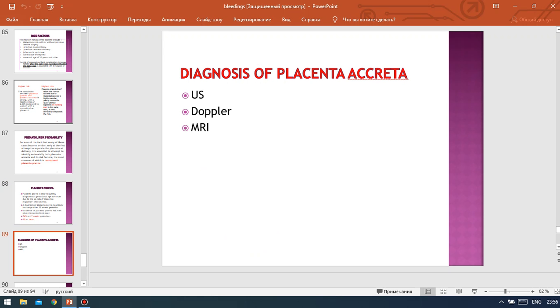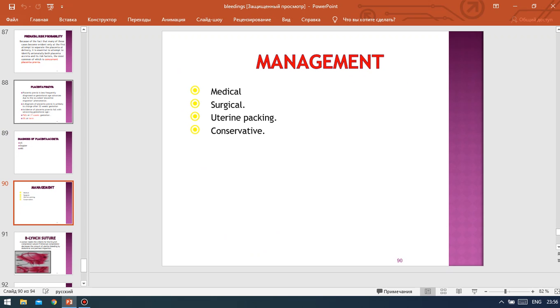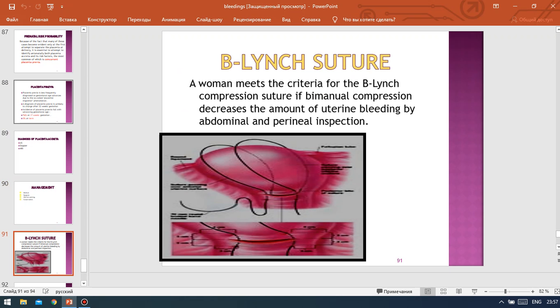Diagnosis of placenta accreta: ultrasound investigation, Doppler and MRI. Management: the first is medical, such as progesterone and spasmolytics; then surgical, uterine packing, and conservative. B-Lynch sutures: a woman meets the criteria for the B-Lynch compression sutures if bimanual compression decreases the amount of uterine bleeding by abdominal and perineal inspection.